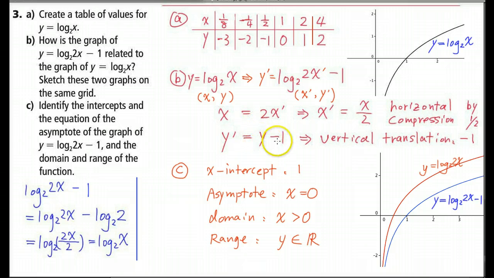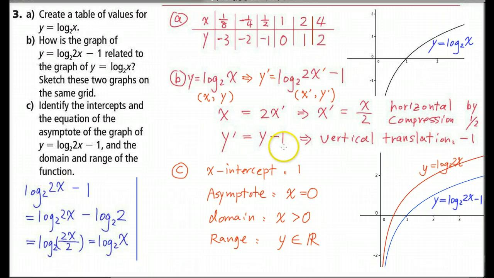And if you isolate the y, you can tell y' is already isolated, so we don't need to do anything. So we can tell right away there are two transformations. One is horizontal, the original x divided by 2. It must be a horizontal compression by a factor of 1 over 2. And then the vertical is a translation, 1 unit down.